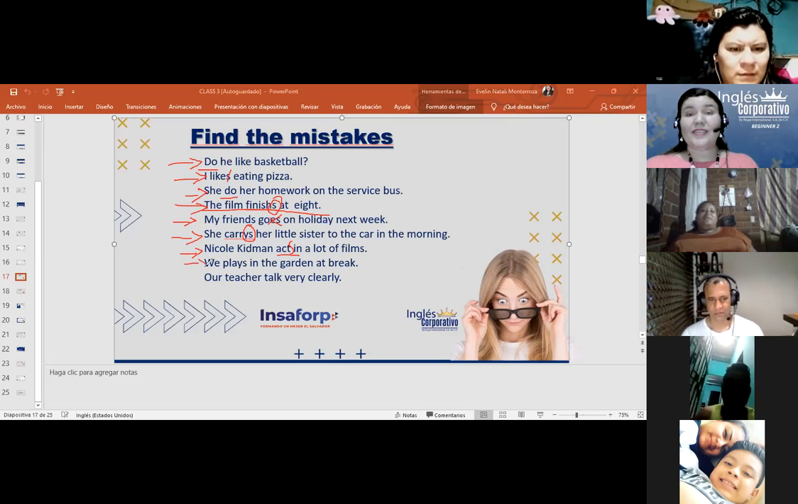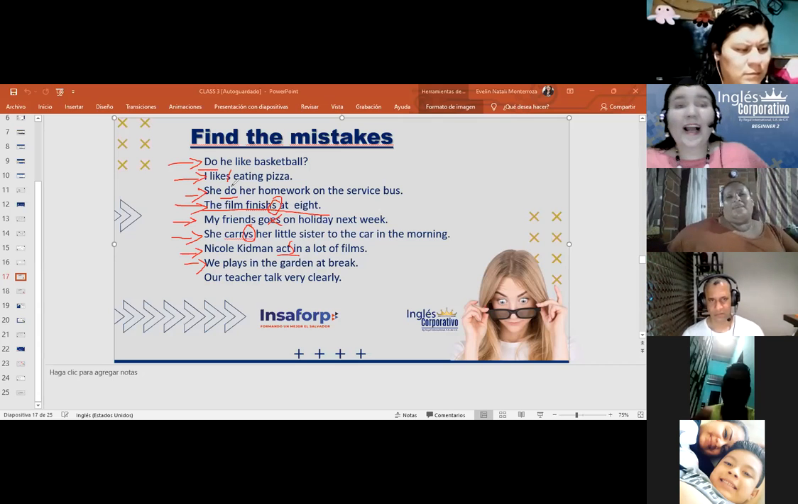The next one. Yes? Una pregunta. Dígame. Donde dice que gusta comer pizza. Es sí, correcto. I like eating. No, I like. O sea, comer, el verbo comer. Ajá, pero en este caso, el verbo principal de esta oración en particular es like. Porque entonces, no podemos poner eating.